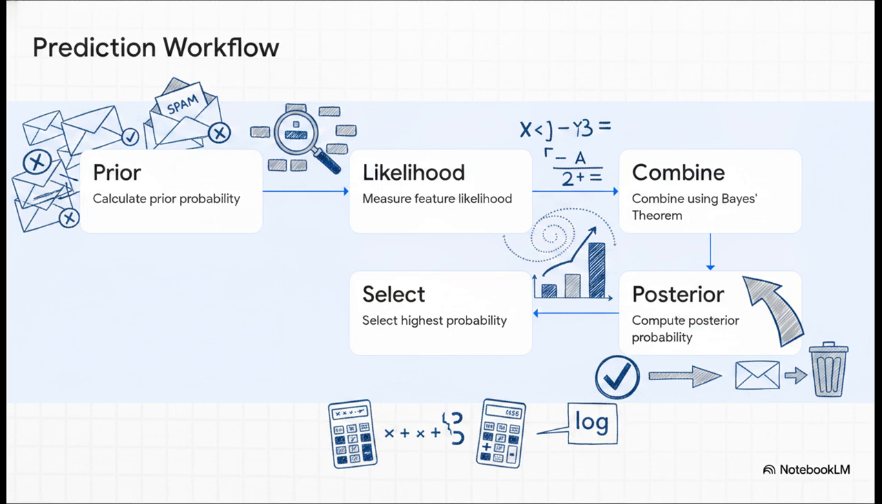Now, here is a really cool detail. When you have dozens of features, multiplying tiny probability decimals makes the numbers so incredibly small that computers actually lose numerical precision. They just can't handle it. So modern libraries like scikit-learn automatically use logarithms. They add log probabilities together instead of multiplying them, which keeps the math perfectly stable behind the scenes.